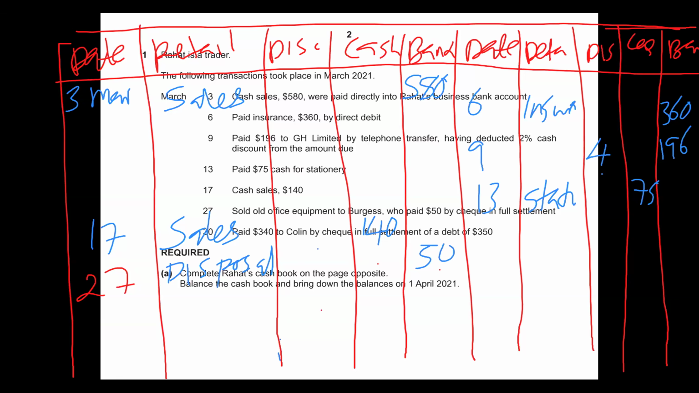Then on the 3rd, we paid 340 to Colin by check in full settlement of 350. We are paying to whom? To Colin, which is a personal account, right? In full settlement of a debt of 350.